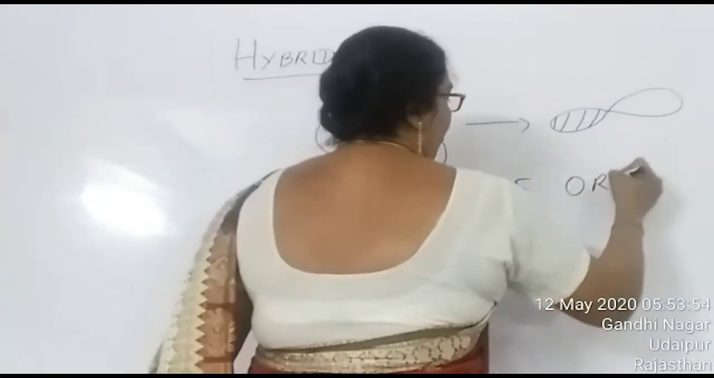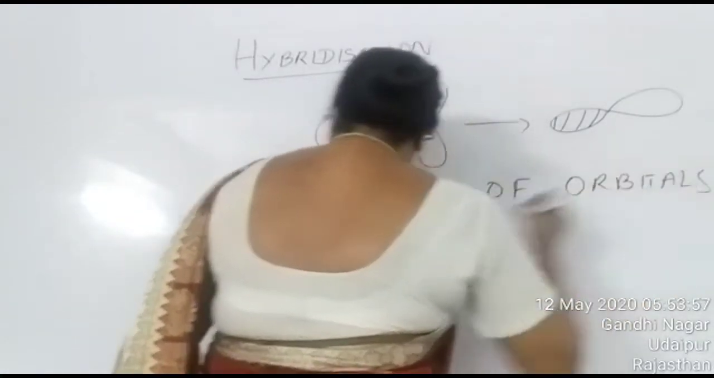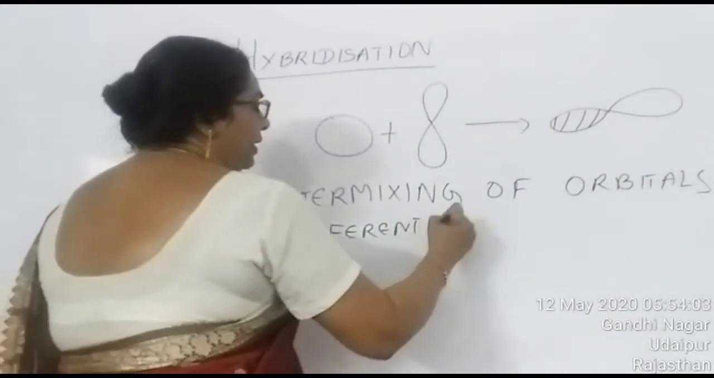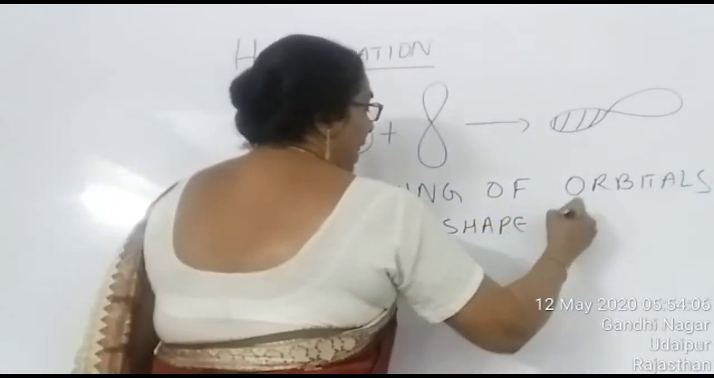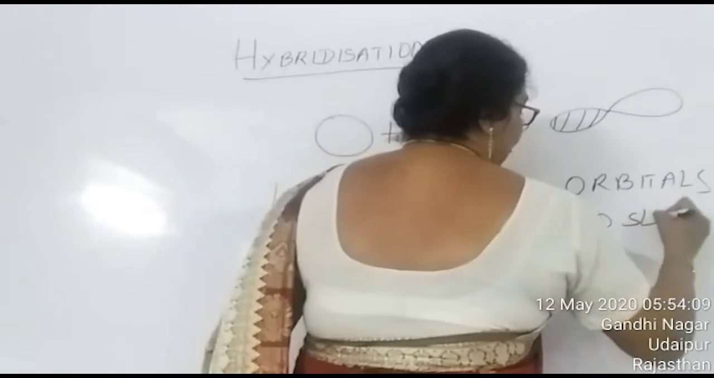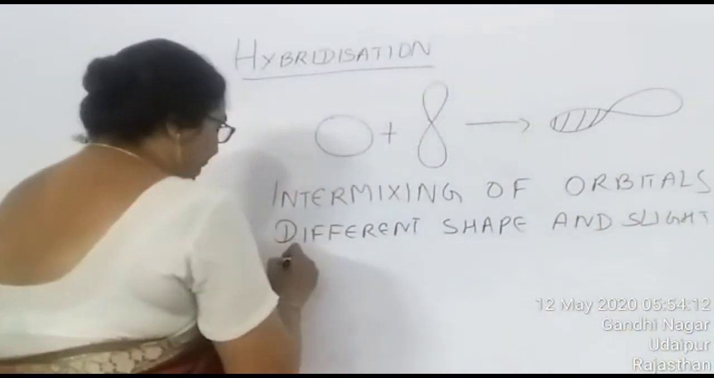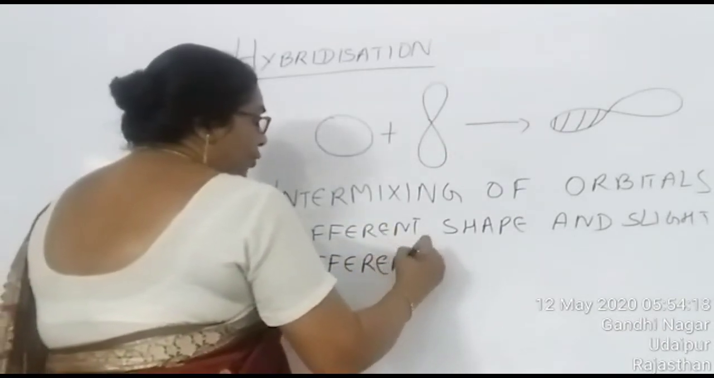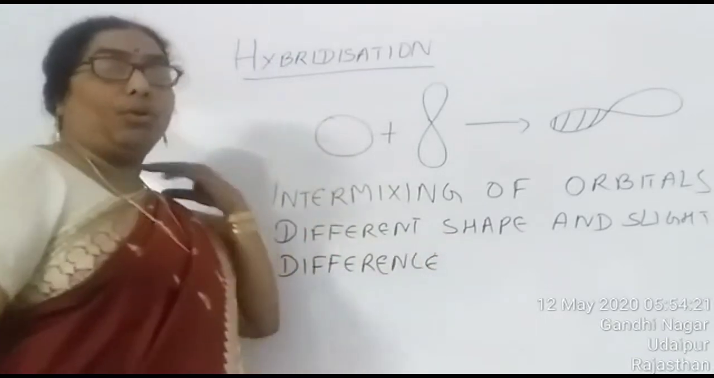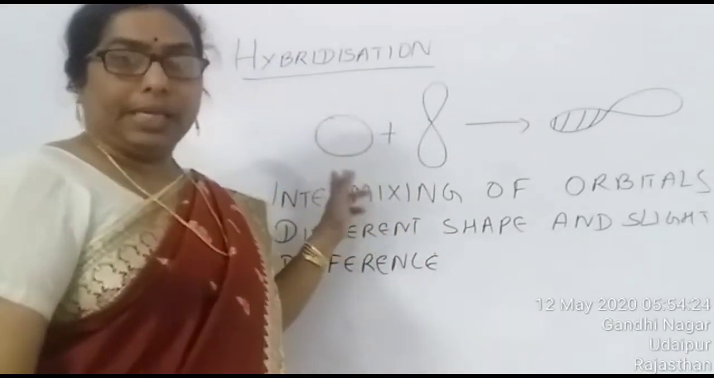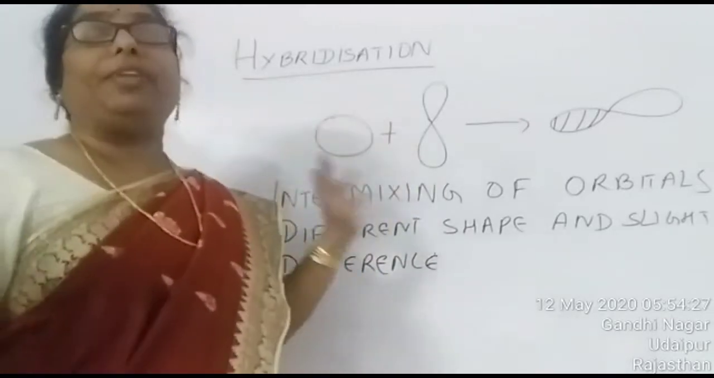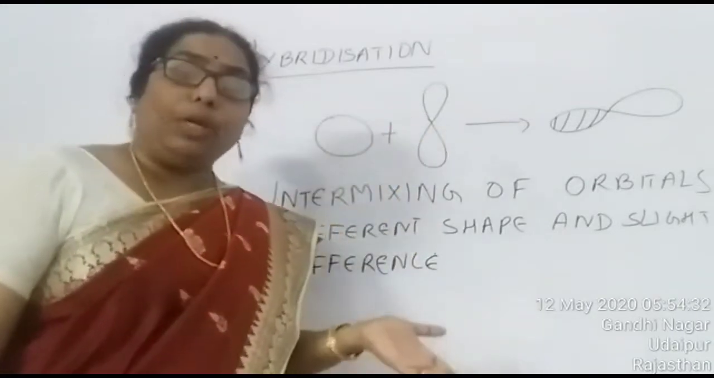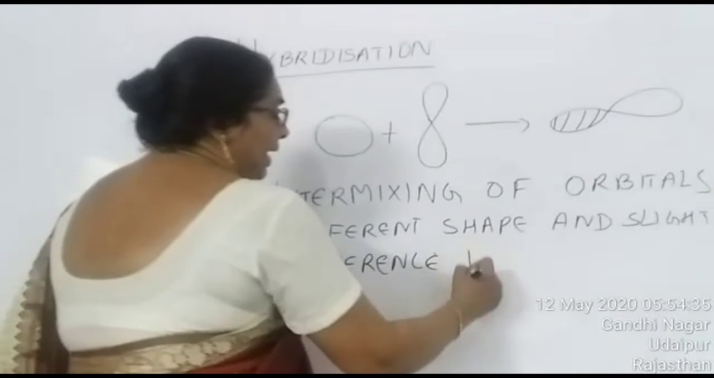And what are the specialties of the orbitals? Orbitals should have different shape, and they should differ slightly in their energy. Why are we using the term slight difference in energy? Suppose you consider a 2s orbital. A 2s orbital is not able to undergo hybridization with a 3d orbital. Is it clear? They will show a large difference in their energy. So a 2s orbital should undergo hybridization with a 2p orbital. That is why we say slight difference in energy.